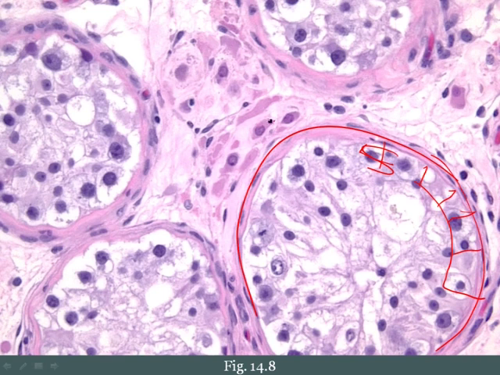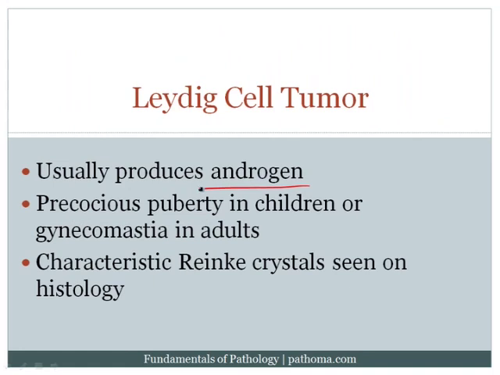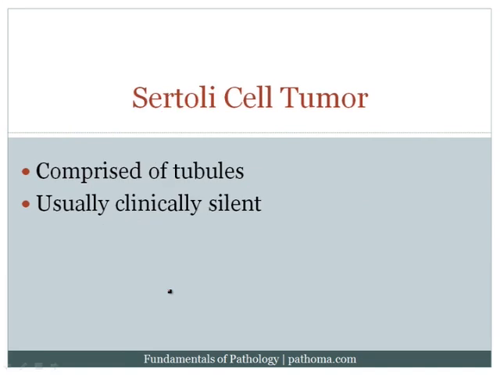At the same time, you've got these pink cells in between the tubules, which are called Leydig cells, and so you can also develop a Leydig cell tumor. Now, Leydig cell tumors usually produce androgen, and so because they produce androgen, you're going to get precocious puberty in children, or it could also result in gynecomastia in adults. One of the characteristics on histology of a Leydig cell tumor is that you see these crystals within the cells, and these are called Reinke crystals, and that's, again, high yield to know, that Leydig cell tumors often have Reinke crystals. Sertoli cell tumors will be composed of tubules, and of course the Sertoli cells are the cells that normally line the tubules, so the tumor of Sertoli cells will also form tubules, and these are usually clinically silent.